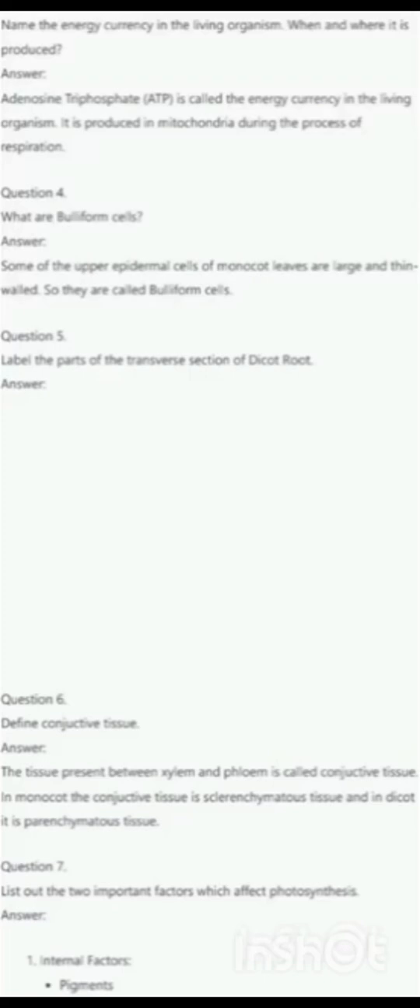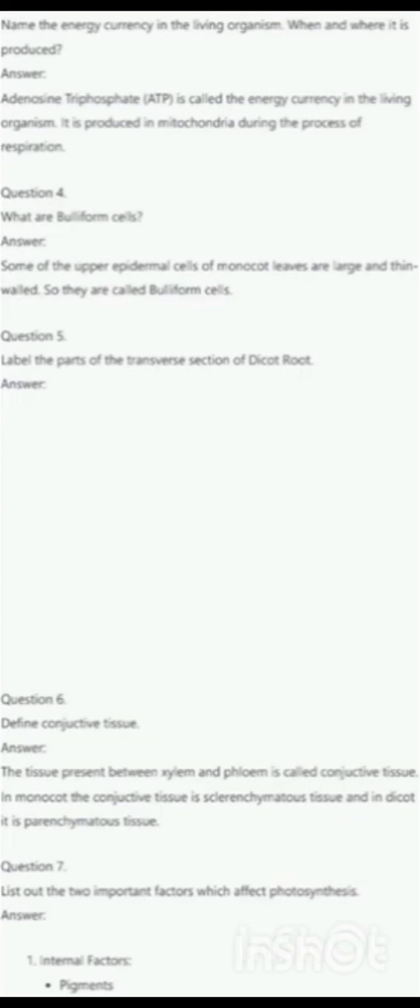Question 3. Name the energy currency in the living organism. When and where is it produced? Answer: Adenosine triphosphate (ATP) is called the energy currency in the living organism. It is produced in mitochondria during the process of respiration.